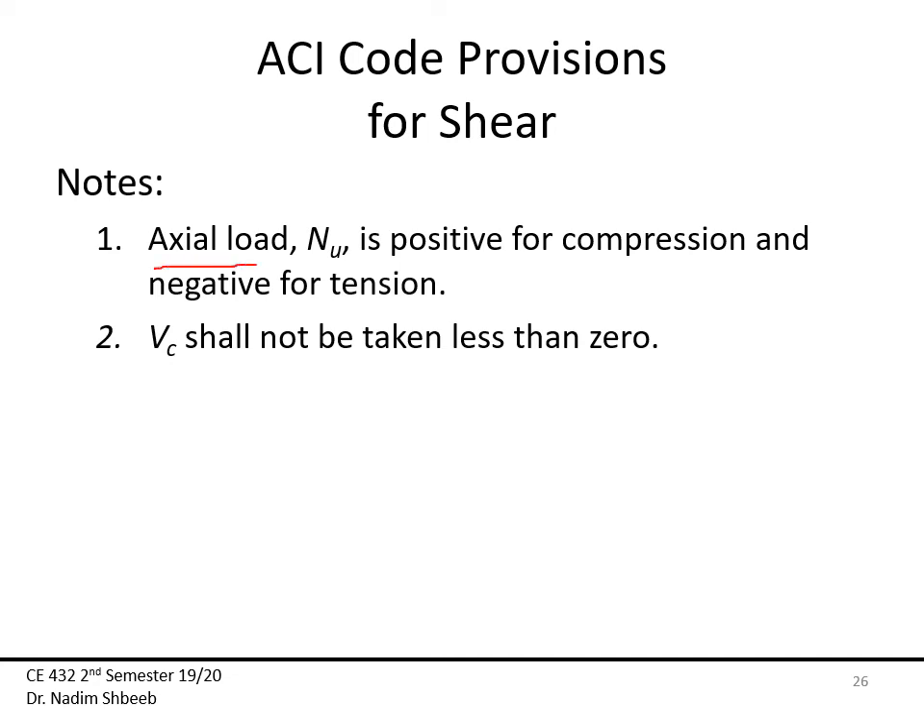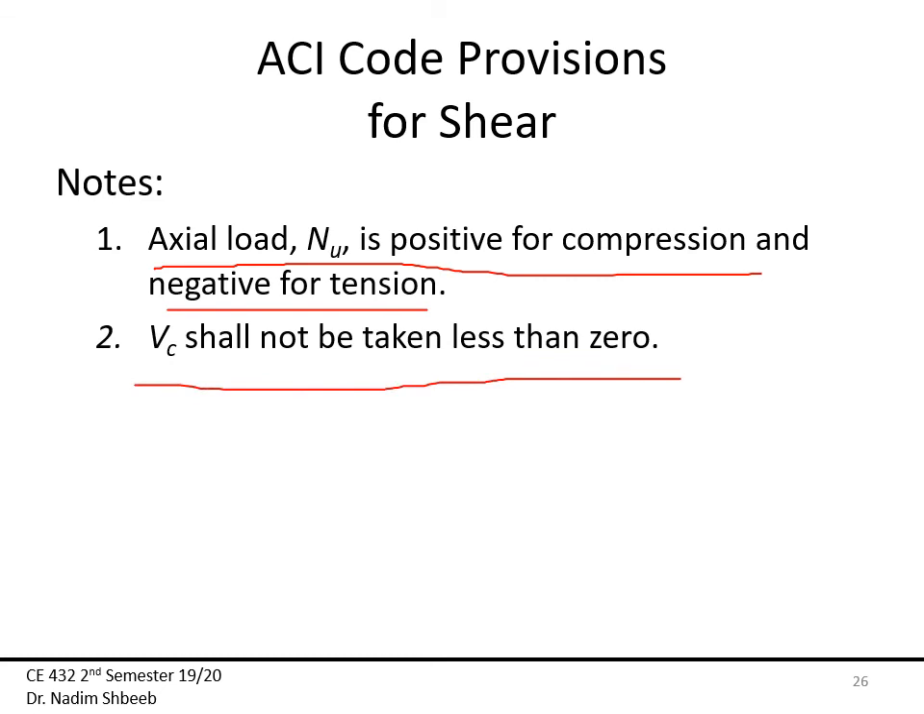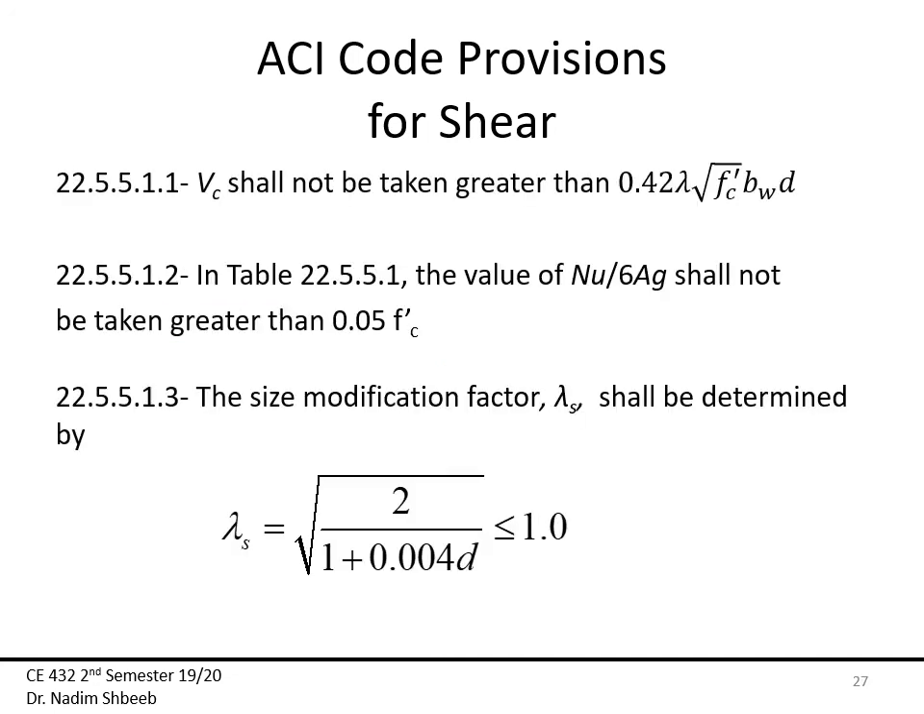Now, as far as the axial load is concerned, again, it's positive for compression and negative for tension. Vc shall not be taken less than 0. So if I have a huge tension force that gives me Vc negative, then Vc is equal to 0. There is a cap on the value of Vc, and that cap is this. So no matter what you do, Vc should not be more than 0.42 lambda square root f'c times b web times d. So that's my maximum Vc.